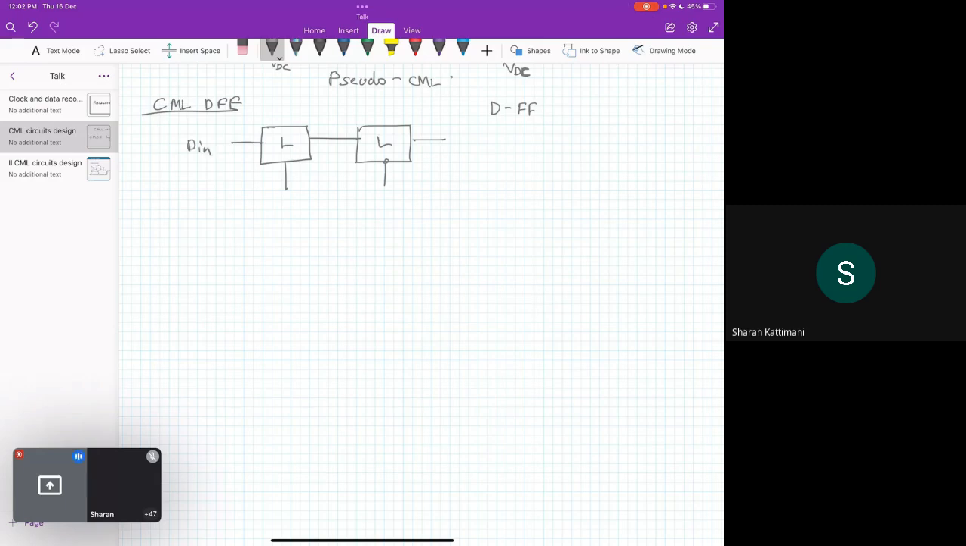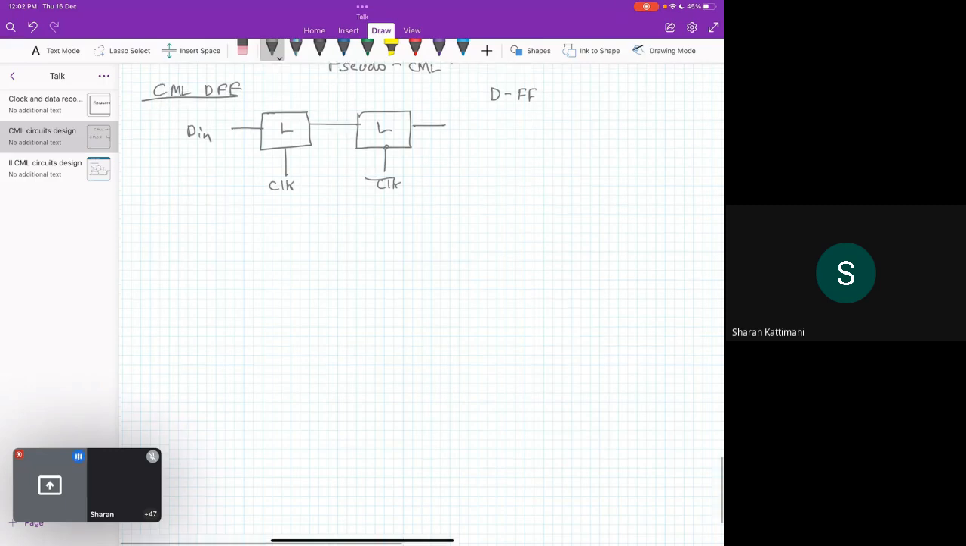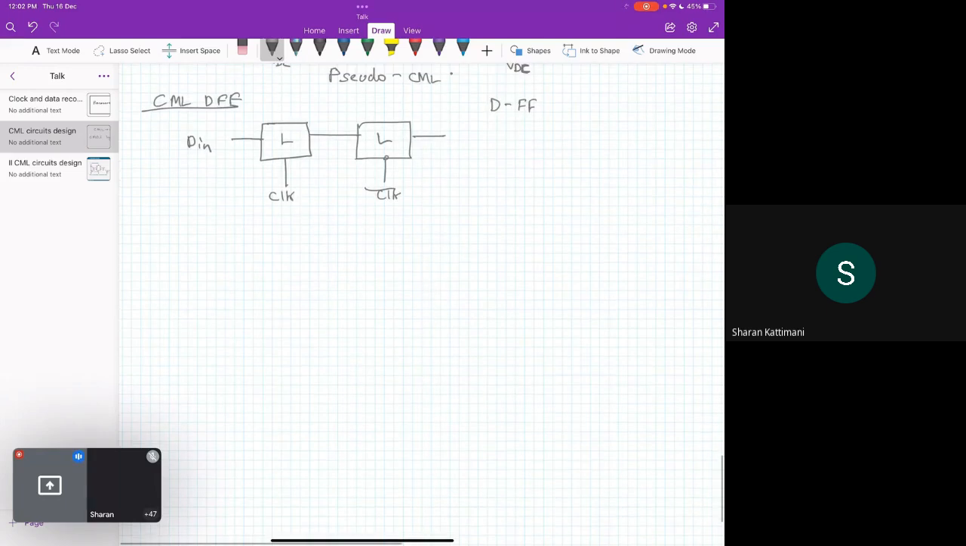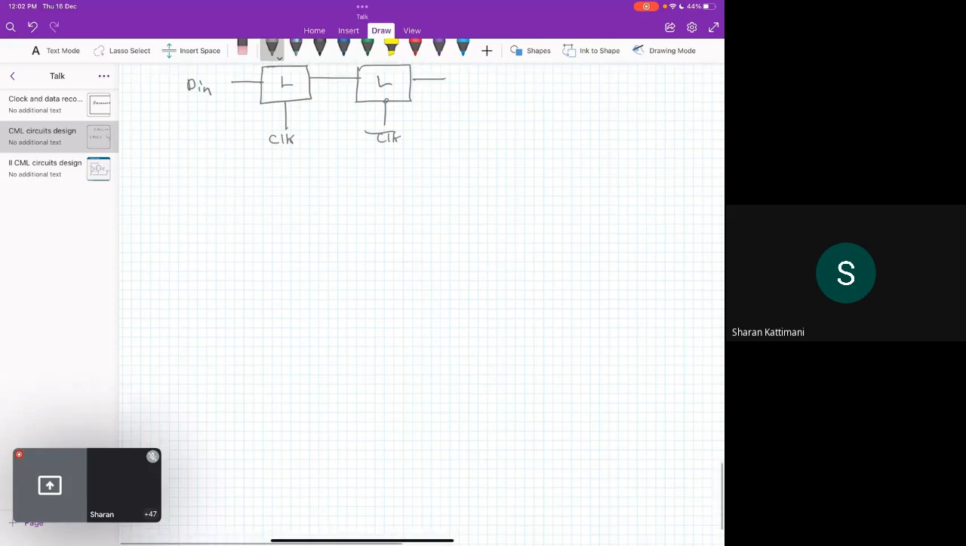Okay, so in this fashion, you have clock and clock bar. So what you will do is concentrate on designing a CML latch, and then by using two master slave latches, you can design a CML D flip-flop. And rather than different flip-flops like SR, JK, all those we don't prefer. Only everything we will design using D flip-flop.